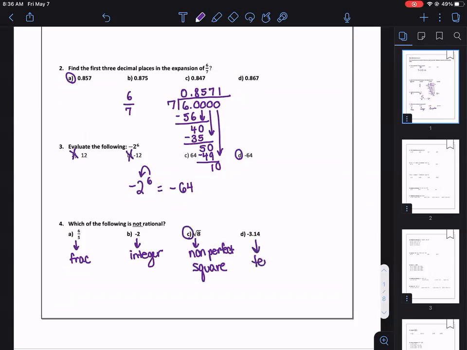And this is a terminating decimal. Please, again, this is a very common question on the final. Do not confuse 3.14 with pi. Pi means pi. 3.14 is a terminating decimal. So please just be careful about that.